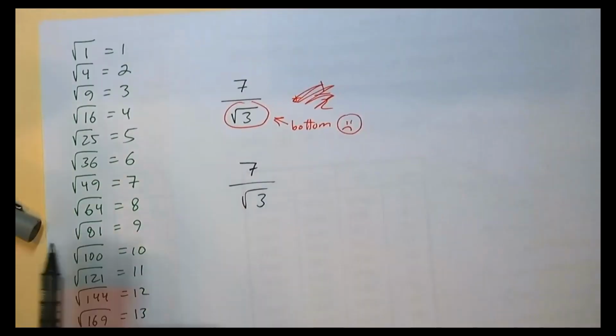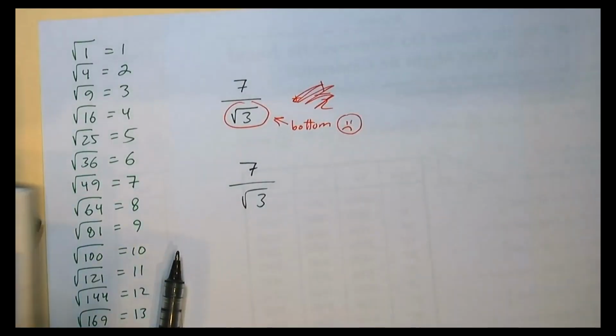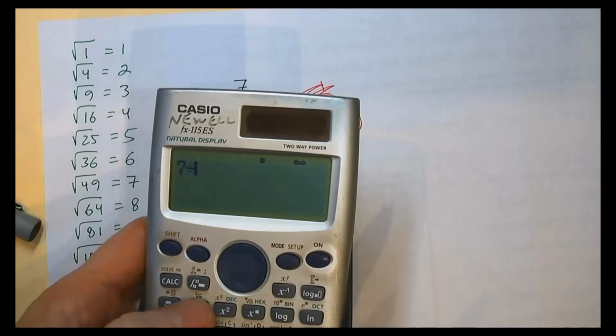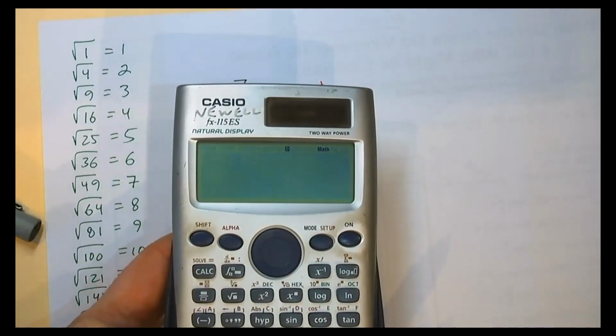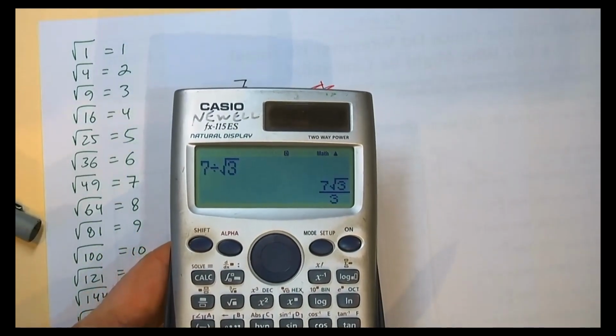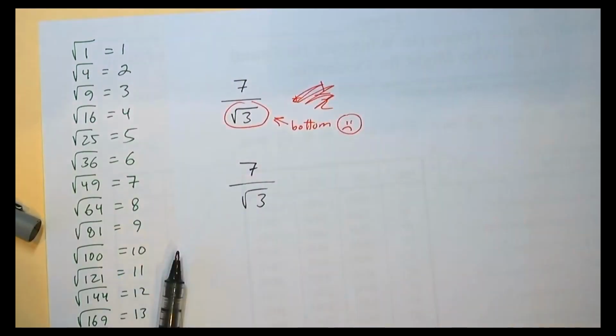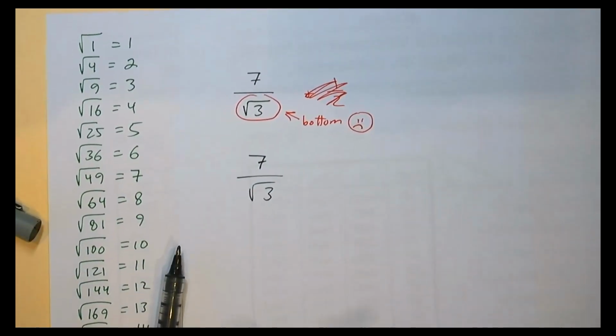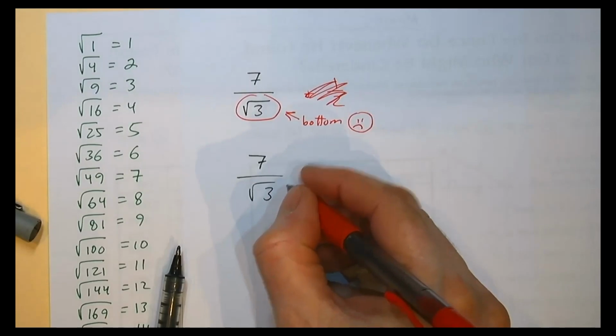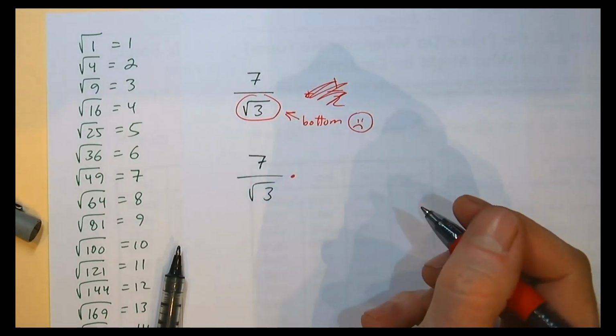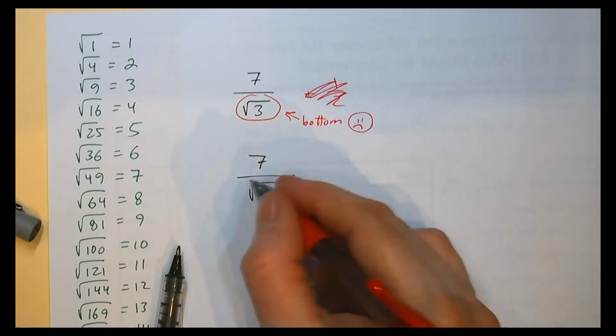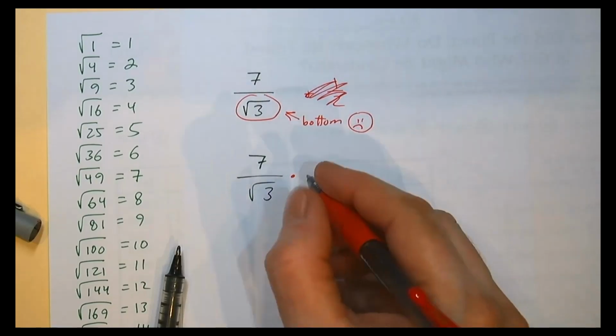7 divided by radical 3. In fact, let me just see what the Casio says. 7 divided by radical 3. It says 7 times radical 3 over 3. It's called simplifying it. It doesn't look any simpler. To get rid of a radical on the bottom, you're going to multiply it by 1. Multiplying by 1 won't change it, but not any type of 1.